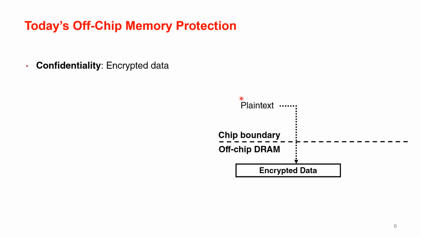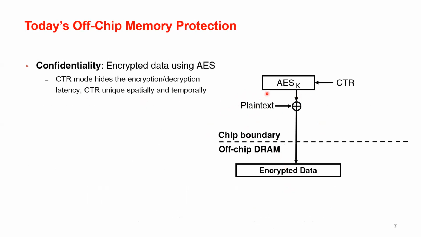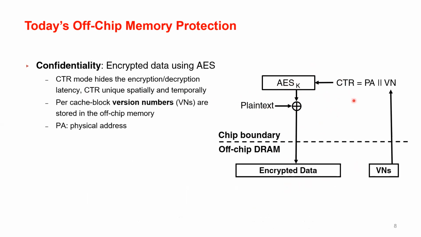So before we understand SoftVN, let's look in detail at today's off-chip memory protection. Any data that is leaving the trusted CPU chip boundary must be stored in encrypted form in external memory. For that, we use standard AES engines for encryption, which will take in a counter value and transform it into a one-time pad that will be XORed with the plaintext to produce the encrypted data. The counter value consists of the physical address of a block and a per-block version number that reflects the number of writes of the memory block to off-chip memory.